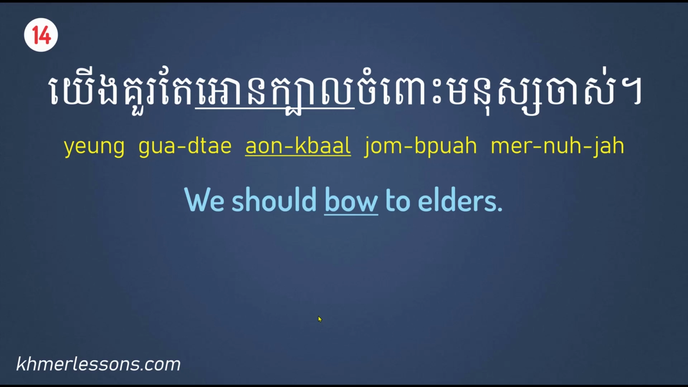So yung is we. Ku tai is should. And aon kbal is the word bow. And manucha is elders or old people, older people, elders. And the word champu. Champu in English, you can use with the words in terms of or as for, or you can use with for as well. That is why you say champu. Let's say this sentence one more time.